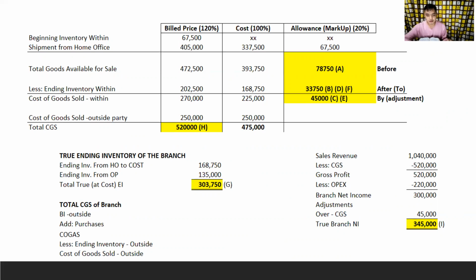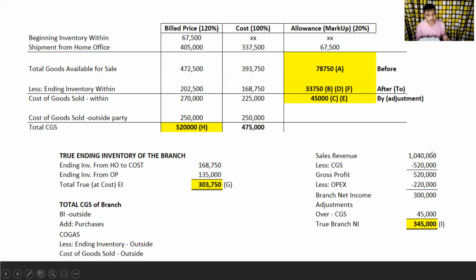In order to get the cost, you must divide by the bill price. So 405,000 divided by the bill price, you will get 337,500. Minus by bill price and cost, you will get allowance for markup of 67,500. Total goods available for sale divided by its bill price will get 393,750. Minus, that 472,500 and 393,750, you will get 78,750. That's the answer of letter A.